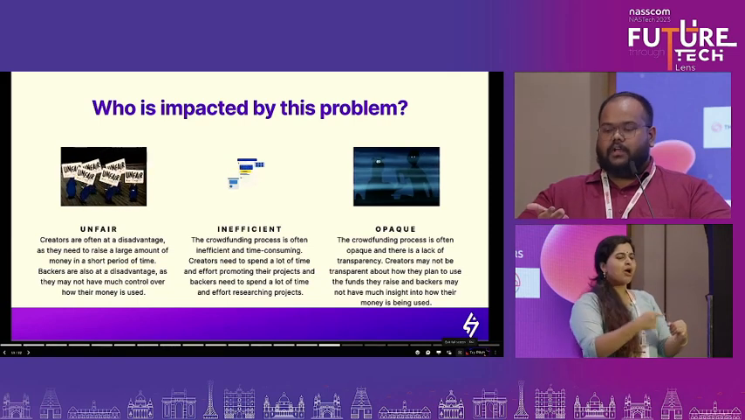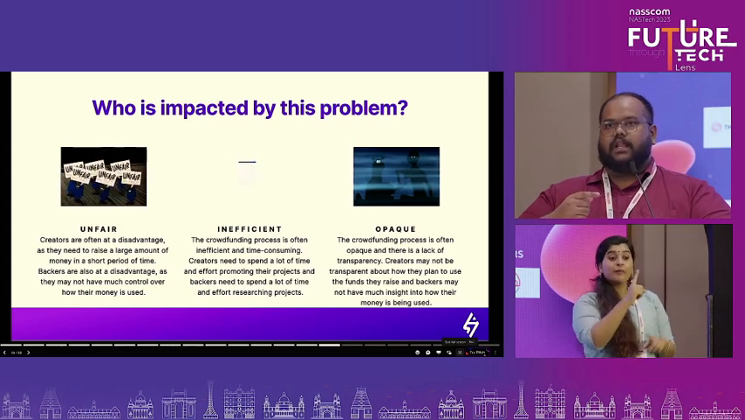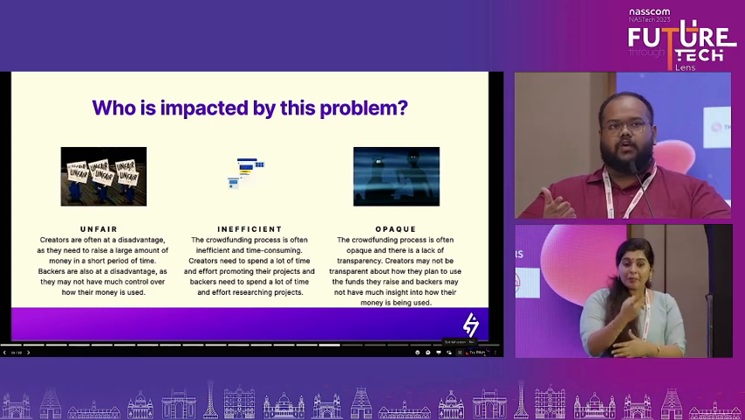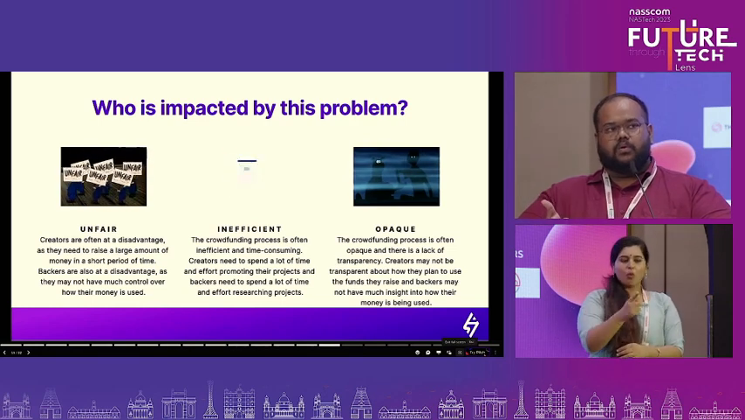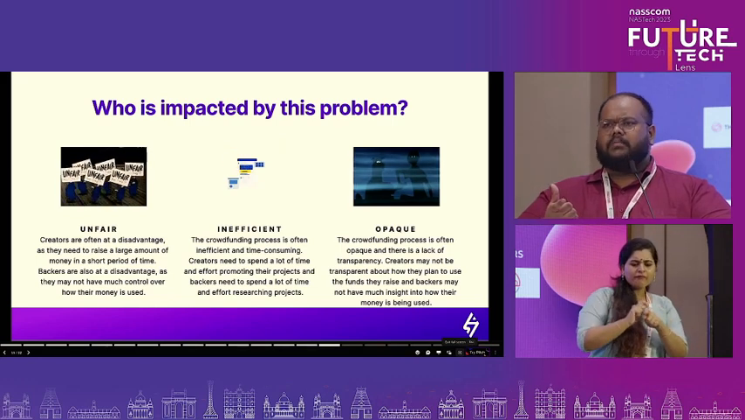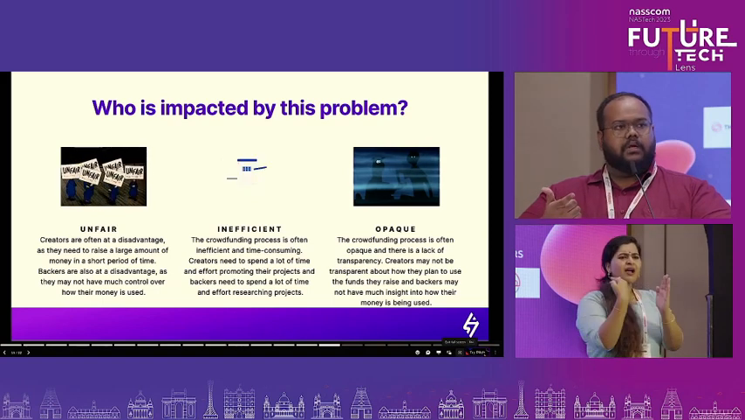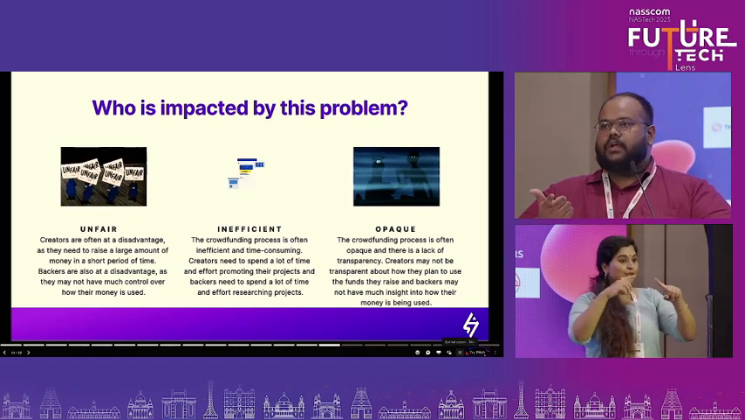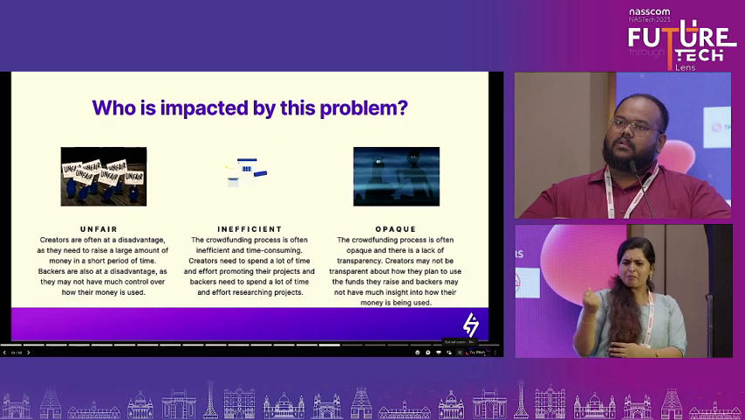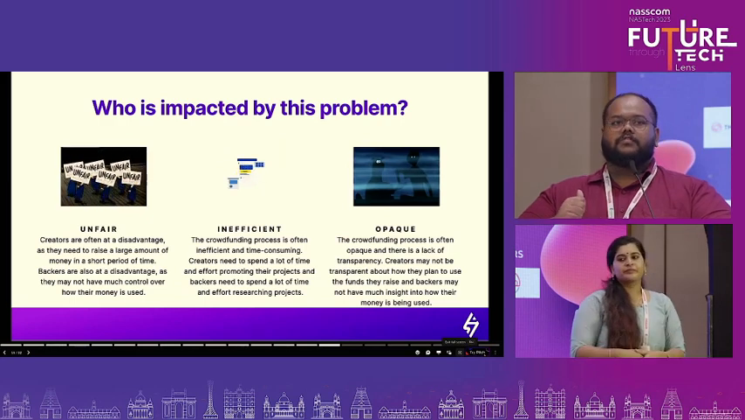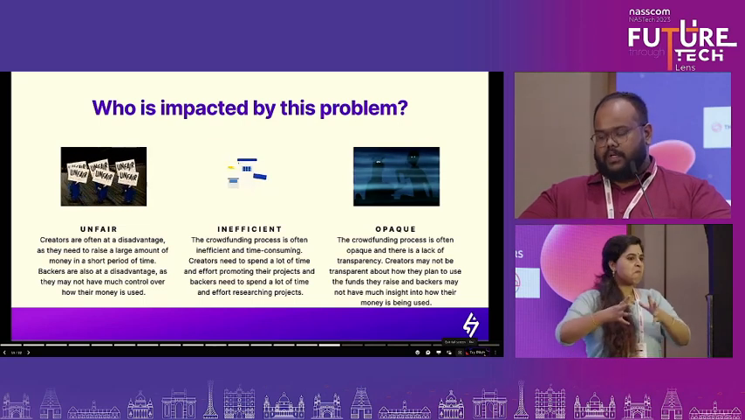What causes it? It's unfair, it's inefficient, and it's opaque. When I say Kickstarter, it's just a poster child. It's a $16.9 billion industry in which big players like GoFundMe and Indiegogo work. I'm pretty sure most of you have seen ads of campaigns like Milap, Ketto. If you donate money to these campaigns, what is actually happening? You don't know how these funds are utilized. And this is a massive industry, and now we are going to use Web3 to solve this particular problem.